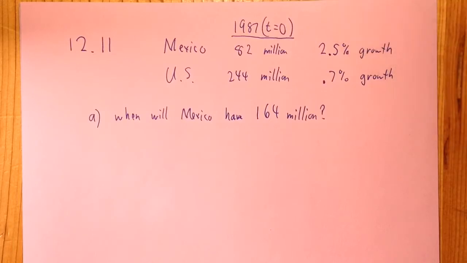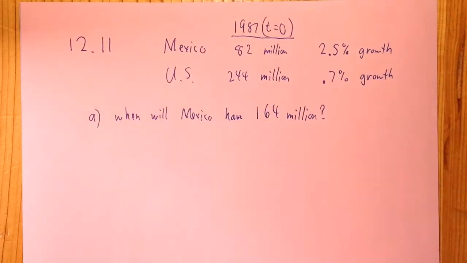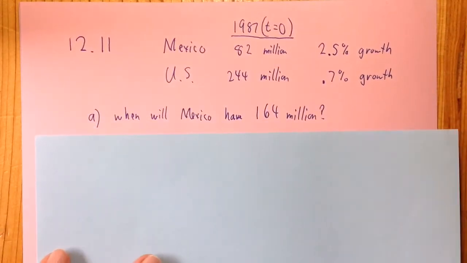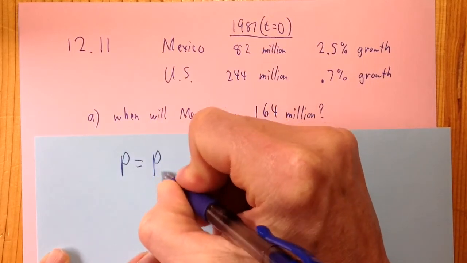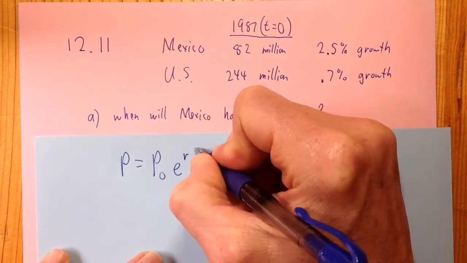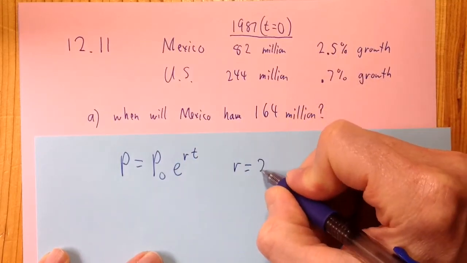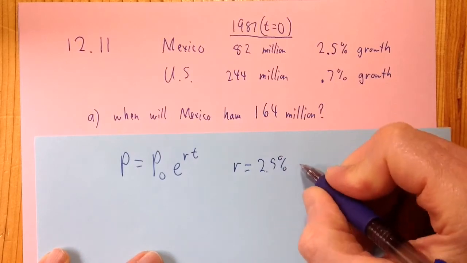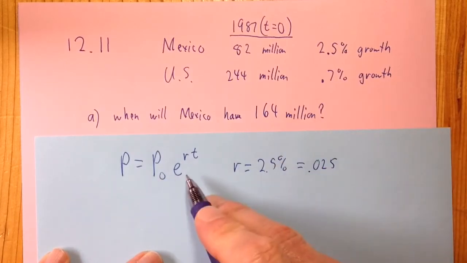If it was continuous growth rate, you'd use the formula that the population was the initial population, e to the rt, where r is the growth rate, which is 2.5%, but you always do math with decimals, so it would be 0.025. And you'd use this formula.